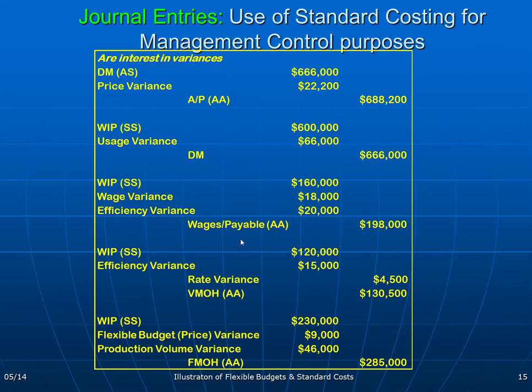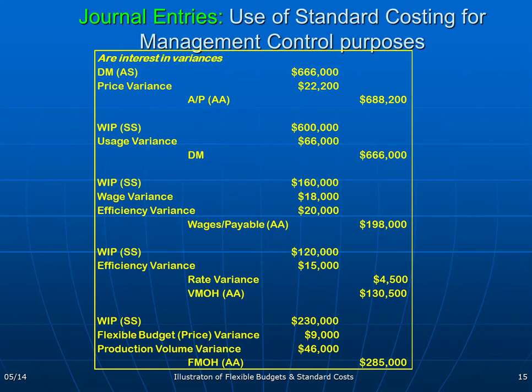With respect to labor, here's our actual labor cost. This is the amount of labor cost that's going to be charged to production because we're using the standard costing system. And in the process, we're going to squeeze out a wage and an efficiency variance. We're going to do the same thing over here for variable manufacturing overhead and for fixed manufacturing overhead.